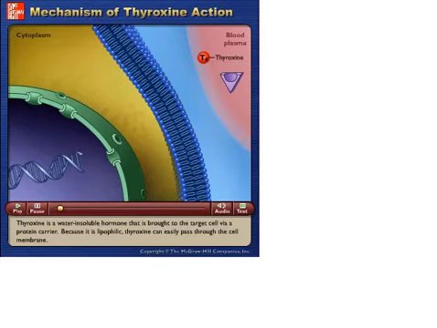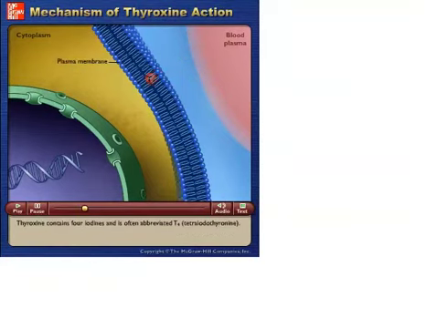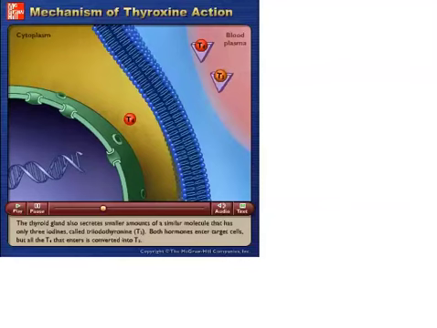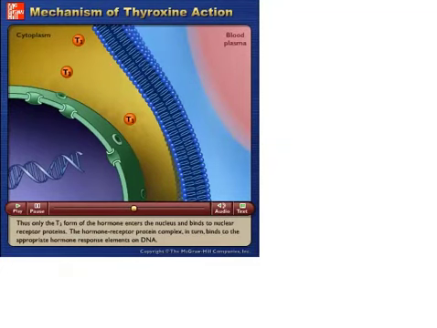Thyroxine is a water-insoluble hormone that is brought to the target cell via a protein carrier. Because it is lipophilic, thyroxine can easily pass through the cell membrane. Thyroxine contains 4 iodines and is often abbreviated T4, tetraiodothyronine. The thyroid gland also secretes smaller amounts of a similar molecule that has only 3 iodines, called triiodothyronine, T3. Both hormones enter target cells, but all the T4 that enters is converted into T3. Thus, only the T3 form of the hormone enters the nucleus and binds to nuclear receptor proteins.